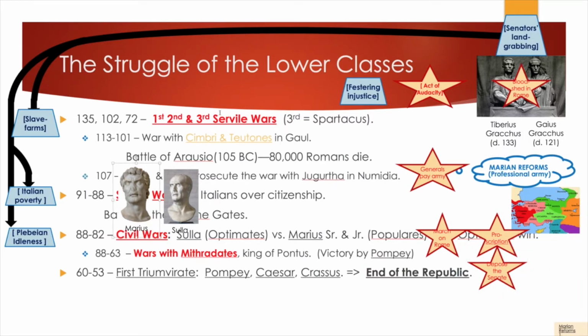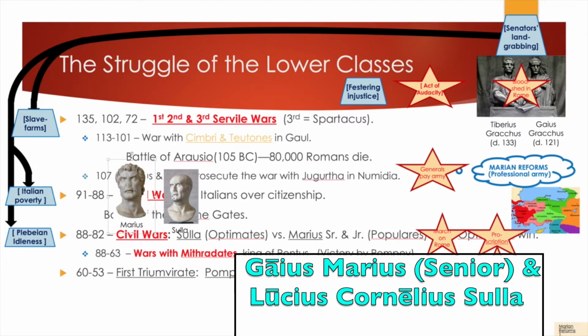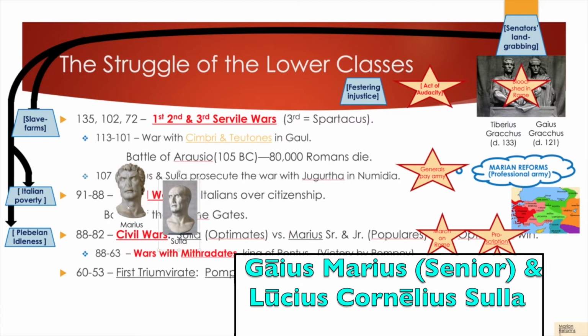Back to the struggle of the classes. The next two big famous persons to come on the stage are two leaders who first appear in a war and in another popcorn rebellion in Numidia. And these two leaders at first cooperated with one another. They were Marius and his lieutenant, Sulla.